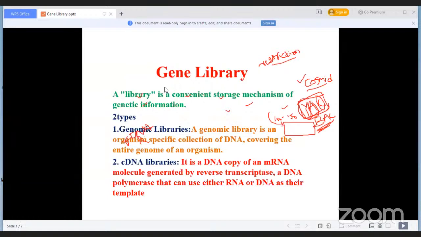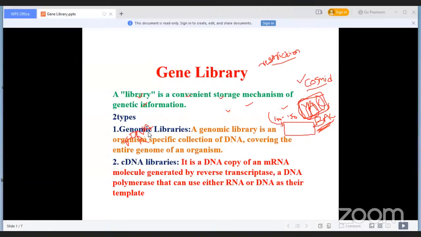Today's topic is gene library. The library means collection and storage. Like that, here also different types of genes are collected and stored. This mechanism of genetic information is called a gene library, which is of two types, genomic library and cDNA library. Genomic means what? First, what is a genome? Already completed. What is the genome definition?